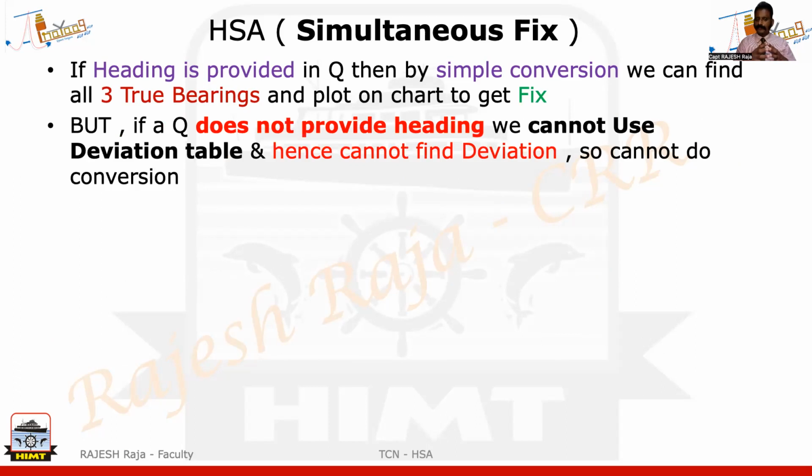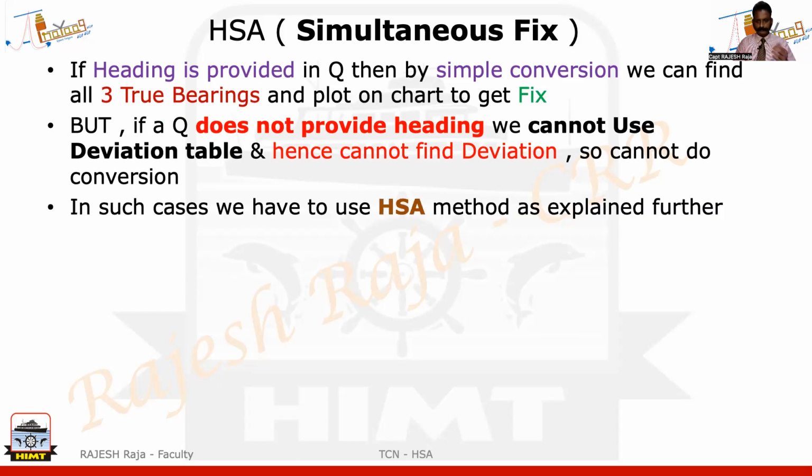So that is too simple. What happens if the question is not providing a heading? And you would have seen that this question is not providing a heading. So I cannot use the deviation table. As simple as that. Please don't use the deviation table for bearings. You should use it only for a vessel's heading.